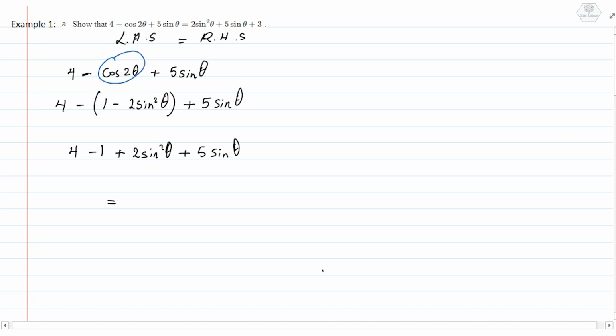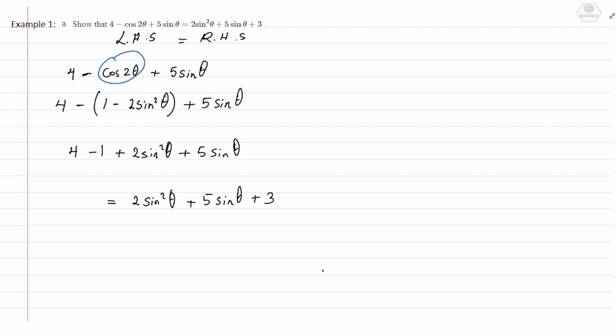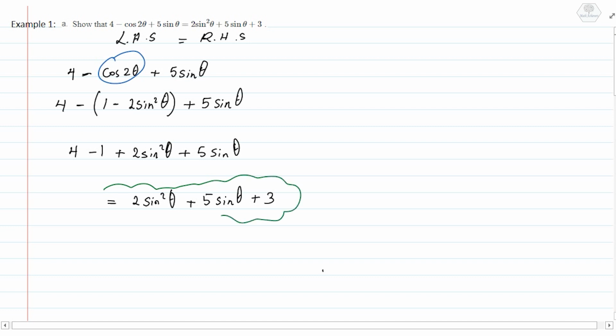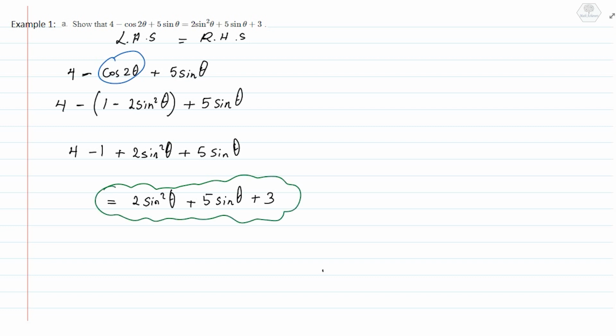I have 2 sine squared theta plus 5 sine theta plus 3. So I made the left-hand side of the equation equal to the right-hand side. This is exactly the right-hand side. Now let's go to part B of the question.